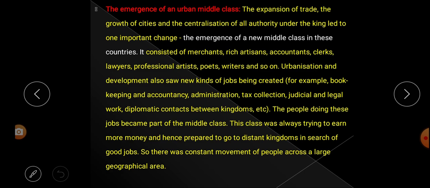Listen carefully. The expansion of trade, growth of cities and towns, and centralization of authority under the king led to an important change. What was that? The emergence of a new middle class in the countries. It consists of merchants, rich artisans, accountants, clerks, lawyers, professional artists, poets, writers, and so on. Those who emerged in the society, who were they? They were merchants, rich artisans, accountants, clerks, lawyers, professional artists, poets, writers, and some others.